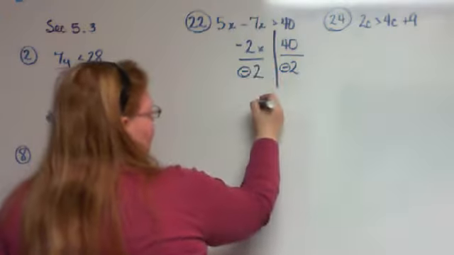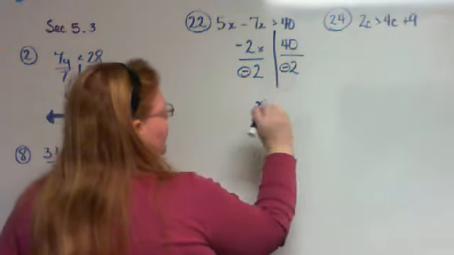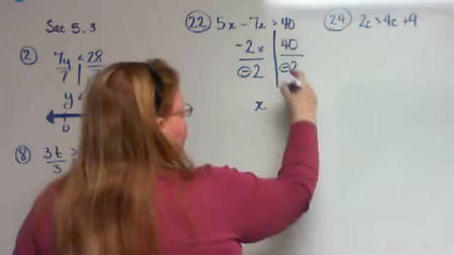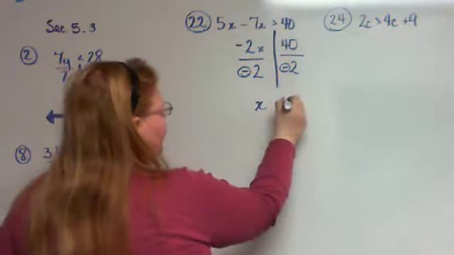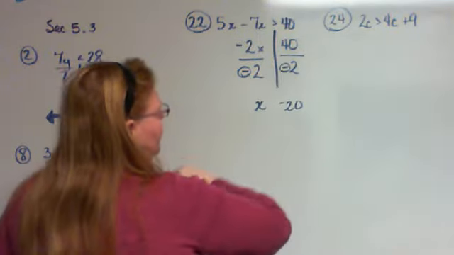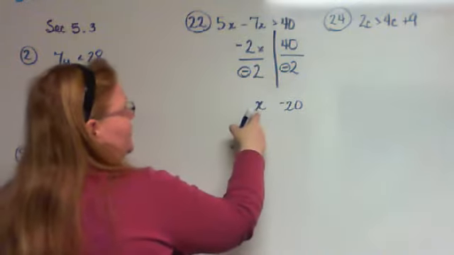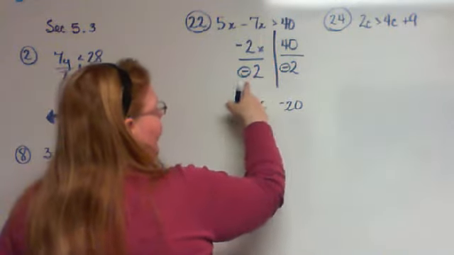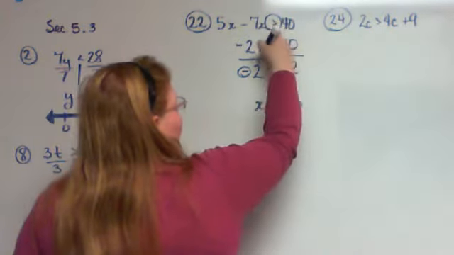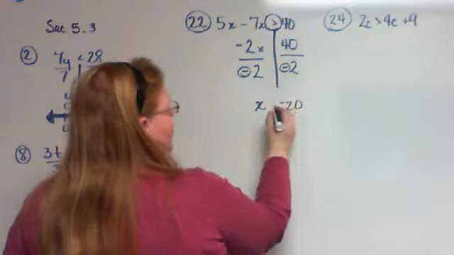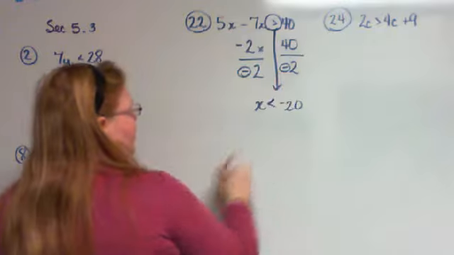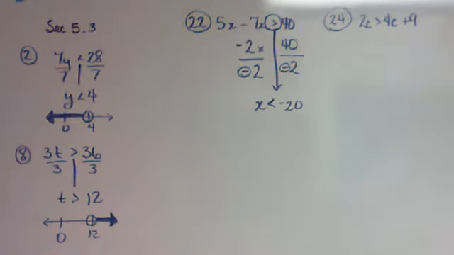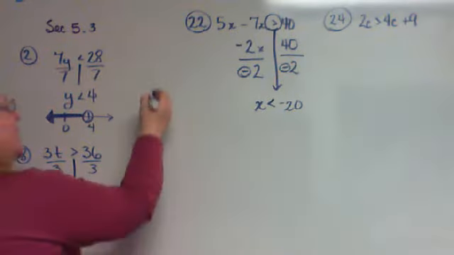So I'm still going to end up with an x on this side. It doesn't mess with my numbers. I still end up with a 20 on this side. Sorry, a negative 20 because, division and all. But my sign changes because of that. It'll change from going in that direction to flipping around and going in that direction. Whenever you divide by a negative, it flips your sign.